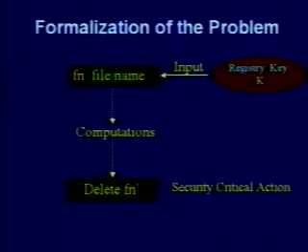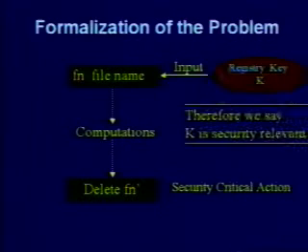So if we found out that the value of fn prime depends on the registry key, then we can say that k is security relevant, because the value stored in the key will affect the value of fn prime. That means if somebody messes up with the key, it will affect the security property of this program.